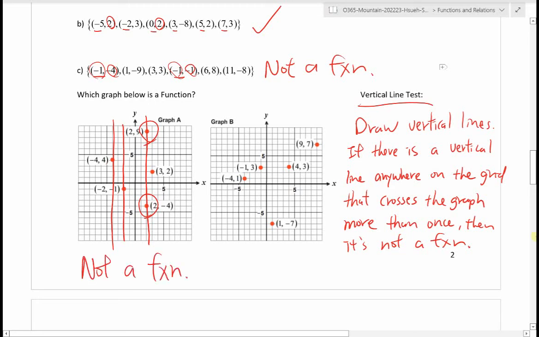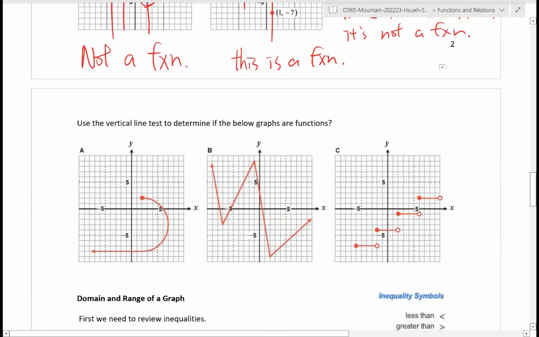Okay, we can look at graph B. Here's the vertical line, only once, and only once, right? So therefore this is a function. Okay, because none of the vertical lines that we draw will cross the graph more than once. It could be twice, it could be 3 times, it doesn't matter, as long as it's more than once, then it's not a function.